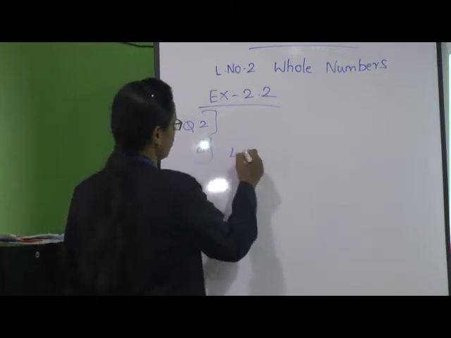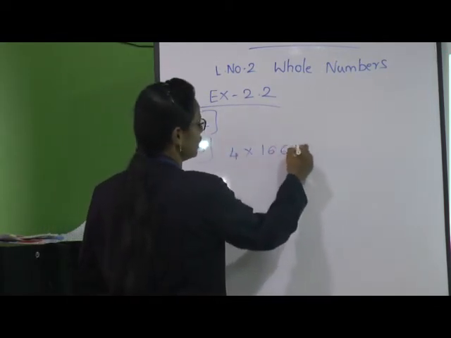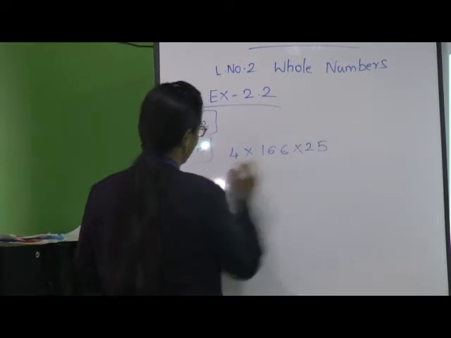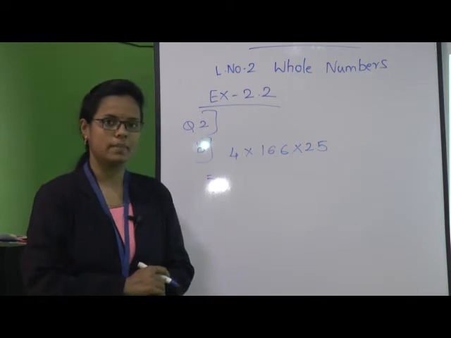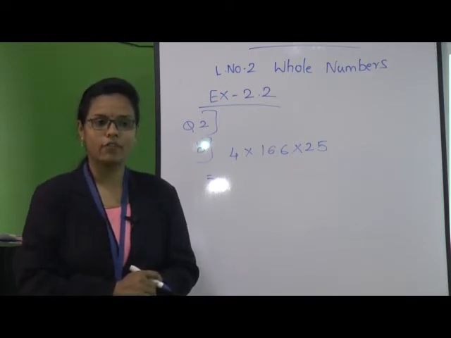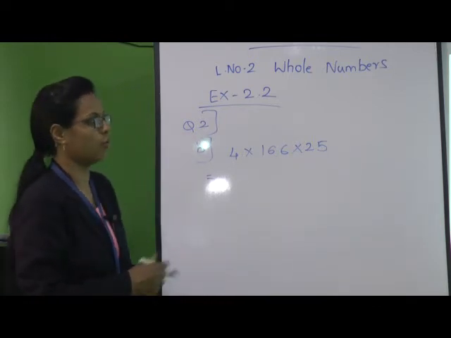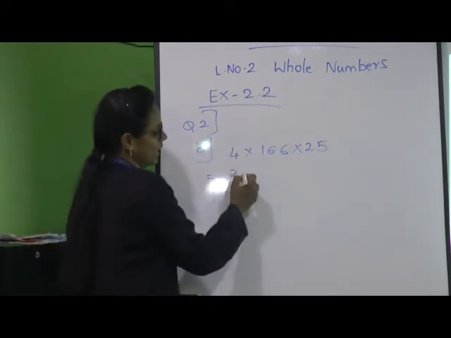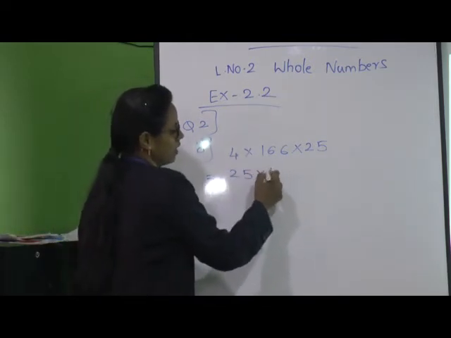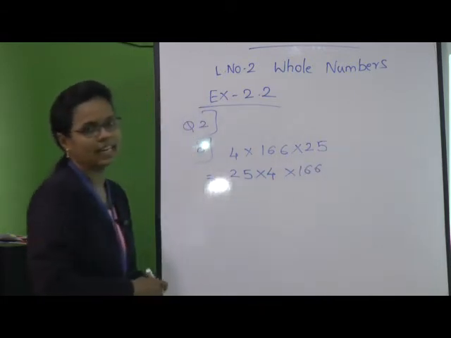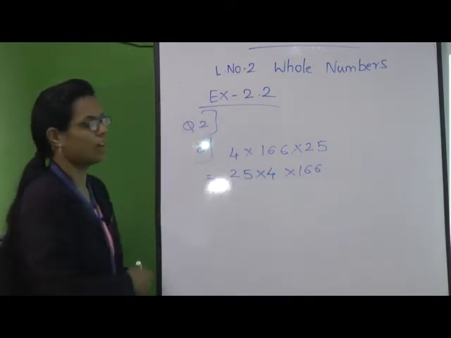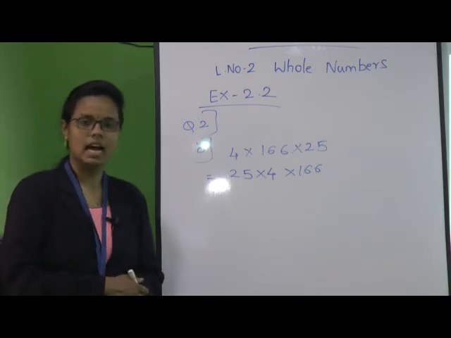B1, 4 into 166 into 25. Now tell me, in this example, which numbers will you rearrange? Okay, 25 into 4, very good. Why is it so? Again 25 into 4? Because its answer is 100, exactly right, and 100 multiplied by 166, we get the answer.